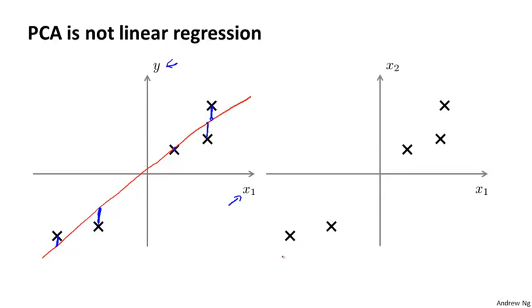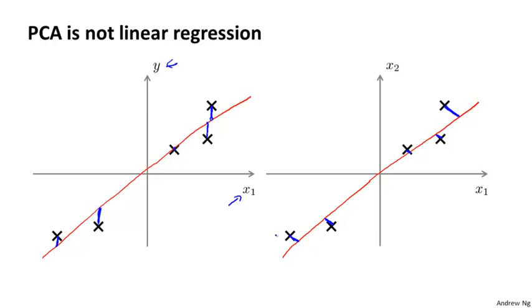Whereas in contrast, in PCA, what it does is it tries to minimize the magnitude of these blue lines, which are drawn at an angle. These are really the shortest orthogonal distances, the shortest distance between the point x and this red line. And this gives very different effects depending on the data set.